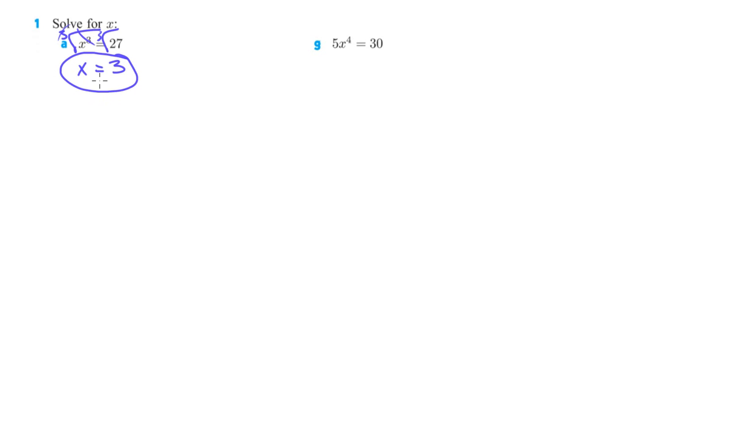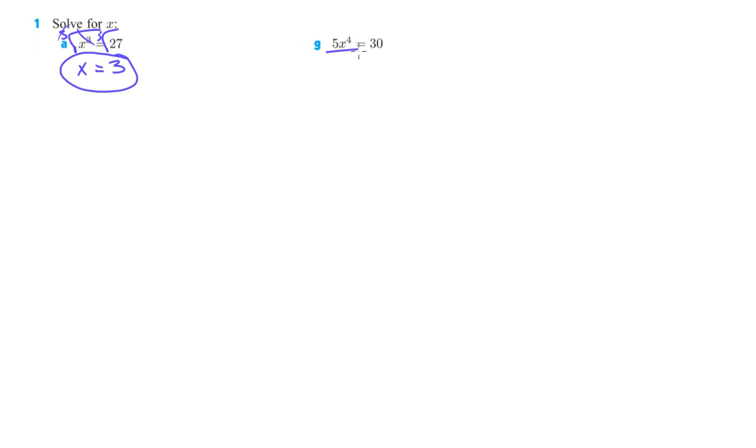Now, this is not plus or minus 3 because negative 3 times negative 3 would give us positive 9, and then you multiply that by a negative 3, and that gives you negative 27, but we want positive 27. So when you end up with odd roots, we're going to end up with just either a positive or a negative answer instead of a plus minus.